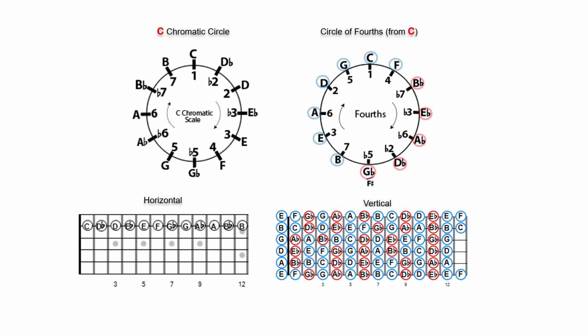The notes on the B string show the horizontal view of the guitar, where notes move in half steps across adjacent frets, forming the C chromatic circle. The circle of fourths from C provides the vertical view, showing how notes are arranged across the 6 strings. Seeing both perspectives together helps visualize the entire fretboard.